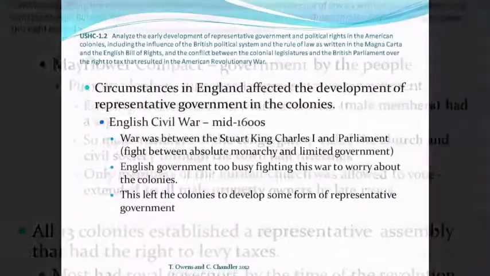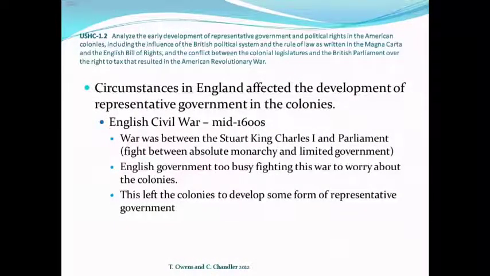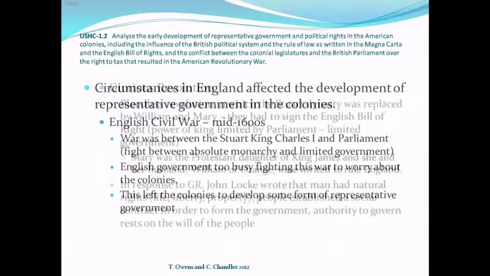And so they thought that their representative assemblies were the ones that could set taxes for their colonies, not Parliament back in England. Another important event that happened in England was the English Civil War. You don't need to know the details of the English Civil War, but what you need to know is that the English government was too busy fighting the war, so they had to leave the colonies alone. And in that absence, the colonies developed their own forms of representative government to rule over them. And that's kind of the start of the idea of salutary neglect.